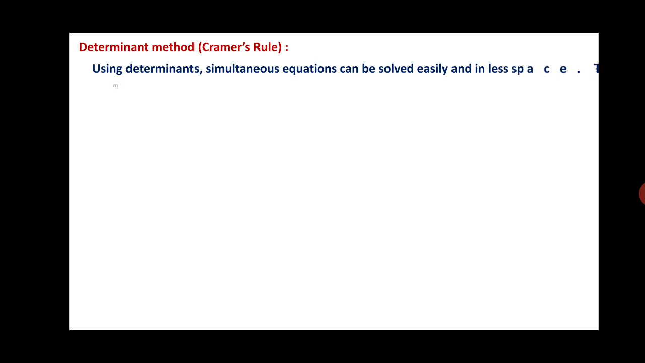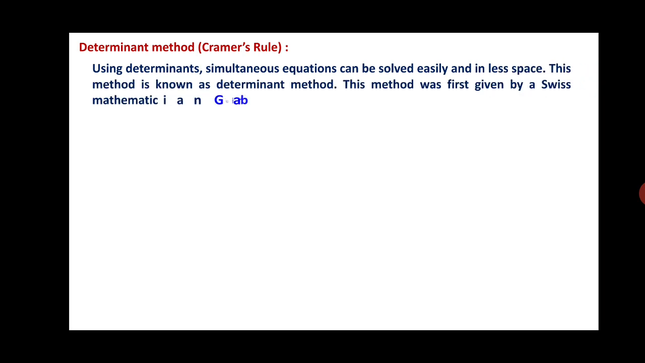Now, the determinant method, that is Cramer's rule. Using determinants, simultaneous equations can be solved easily and in less space. This method is known as the determinant method. It was first given by the Swiss mathematician Gabriel Cramer, so it is also known as Cramer's method.